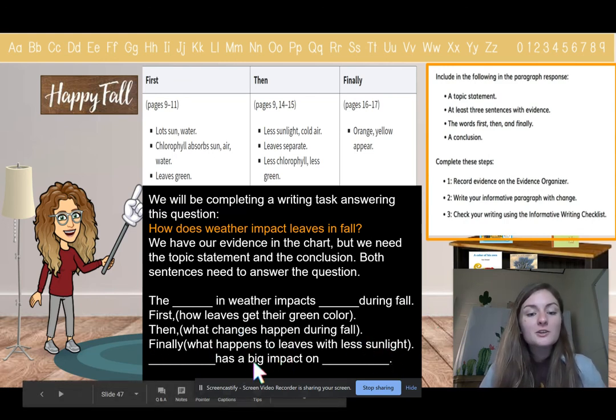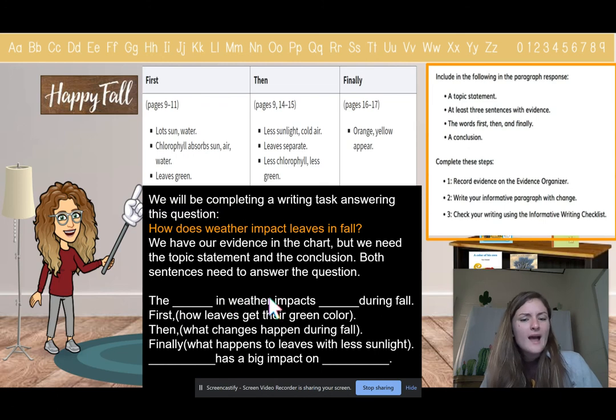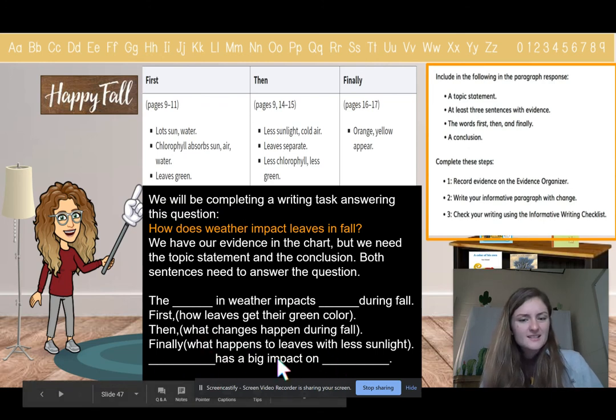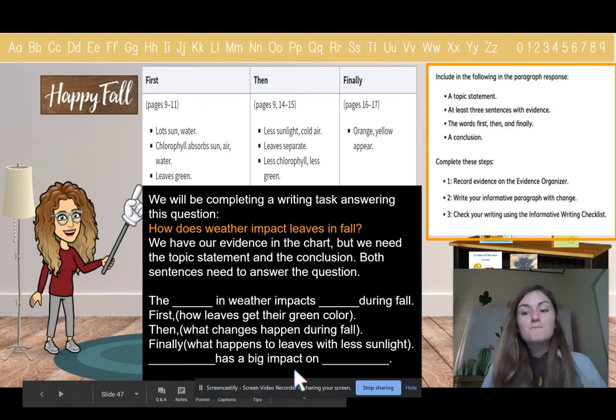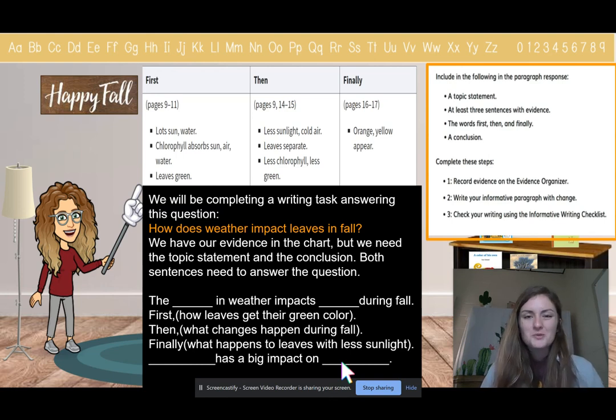So then we have our conclusion. Remember, our conclusion and our topic statement are going to match. They're going to match together. So blank has a big impact on blank. Our topic statement said that weather impacts leaves during fall. So how would I complete the sentence? Leaves has a big impact on weather, or weather has a big impact on leaves? Which one would make sense for the conclusion? Choose which one would make the most sense with our informational paragraph.